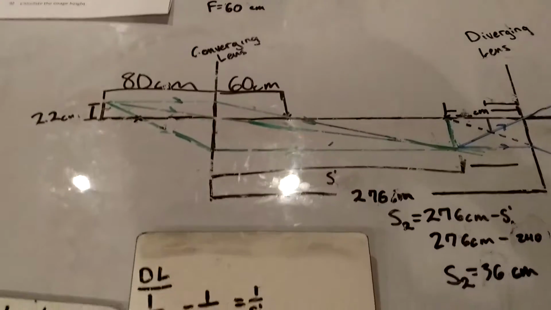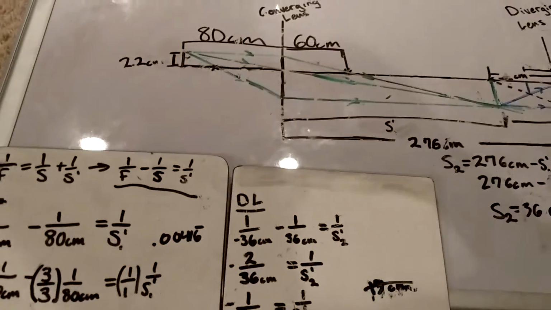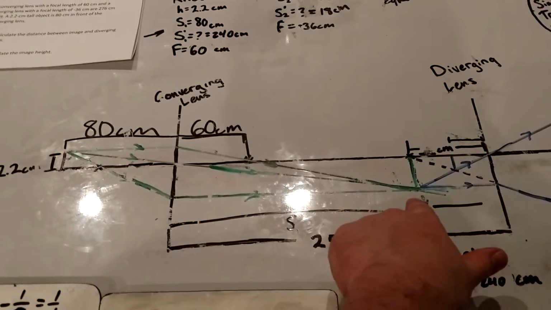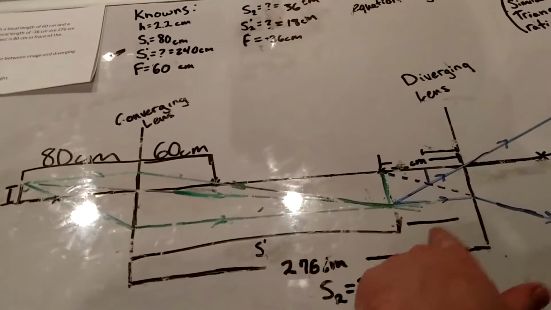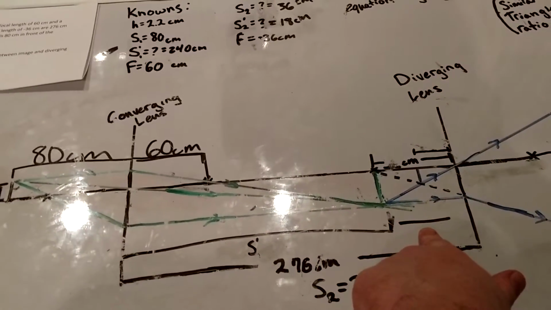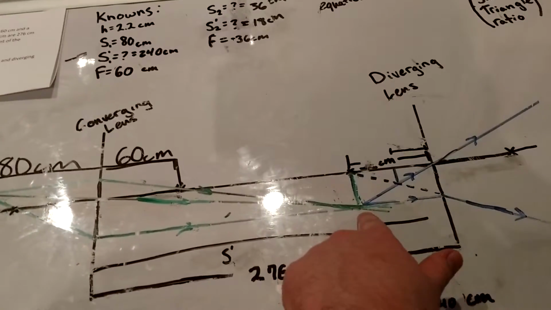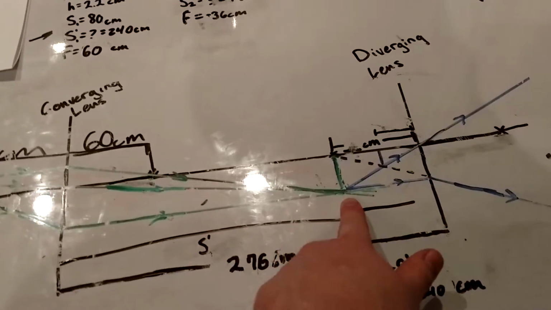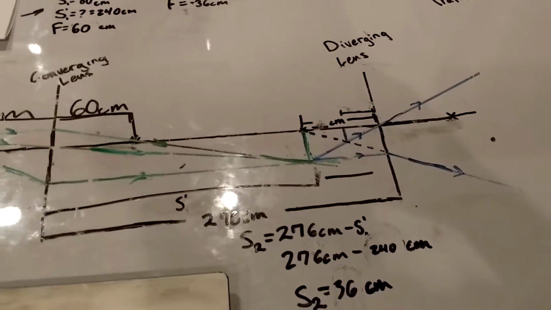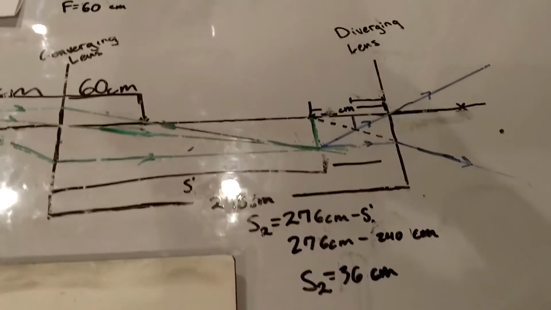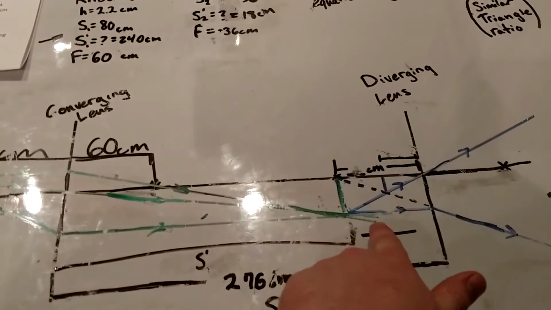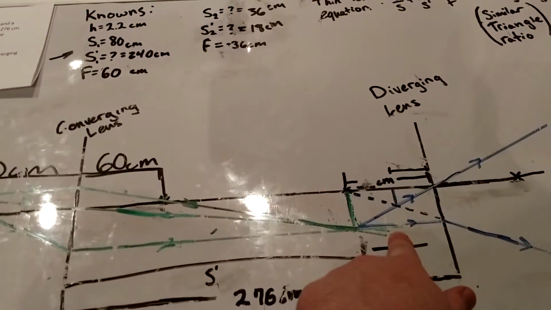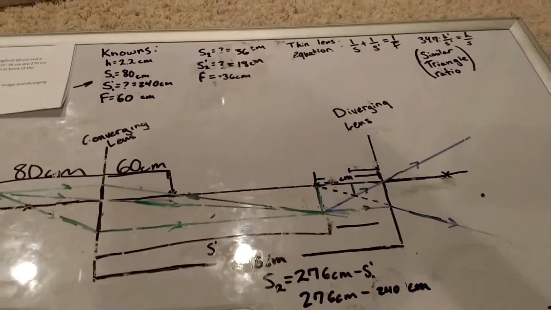So a quick recap, because I kind of flew through that one. To solve part A, you need to find the first image using the thin lens equation to get this distance, to find out the object's distance. Because, like the glasses problem from the slides, the image now acts as the object for the diverging lens. Then once you get that, you do the thin lens equation again, but this time using the focal length of the diverging lens, which was negative 36, and you'll get the image's distance.